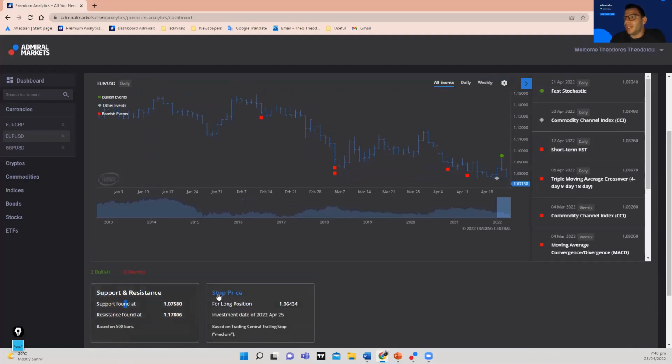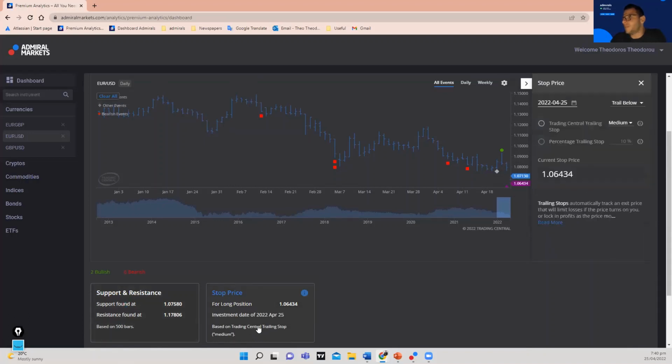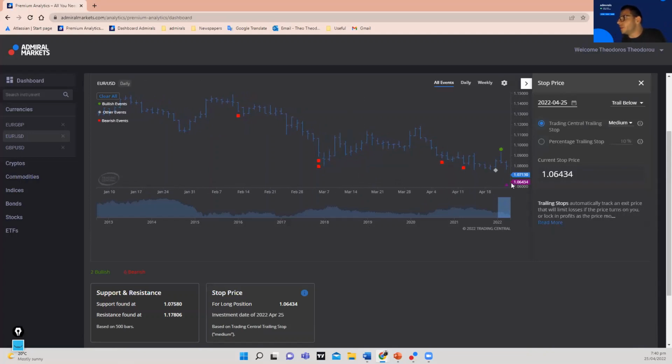The second thing is the stop price. What does this information tell us? We have with this color a number, which is the number it shows there. Currently the stop price is 1.06434. If you are buying this area, if you are buying this support, there is an indication of this stop loss you can use in the market.